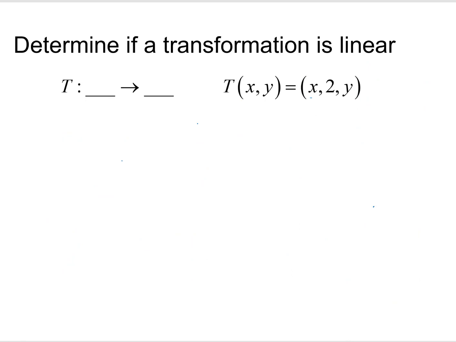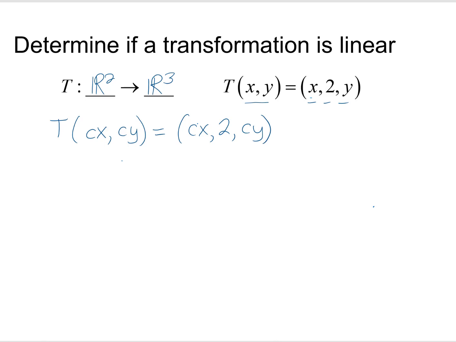Okay, let's look at another one here. I've got 2 component vectors, so I'm mapping from R2. Once I get it mapped, it has 3 components, so I'm mapping to R3. So we're going to first check that if I put a c in there, multiply through by a scalar multiple, and I transform it, then that would be cx, then 2, and then cy.